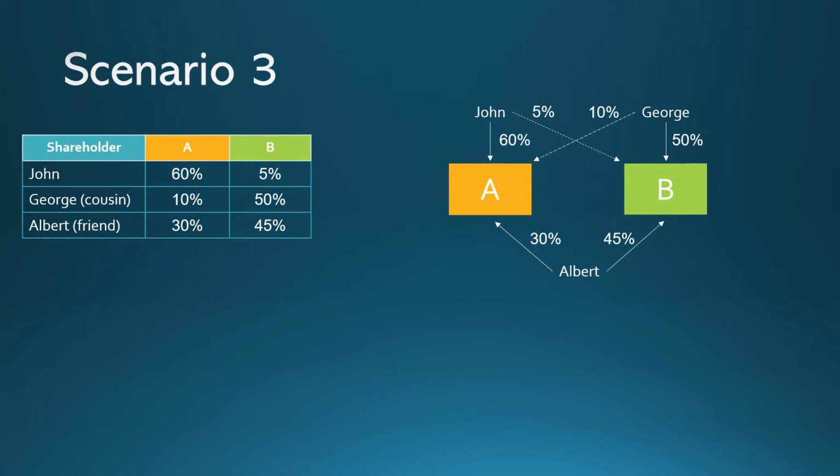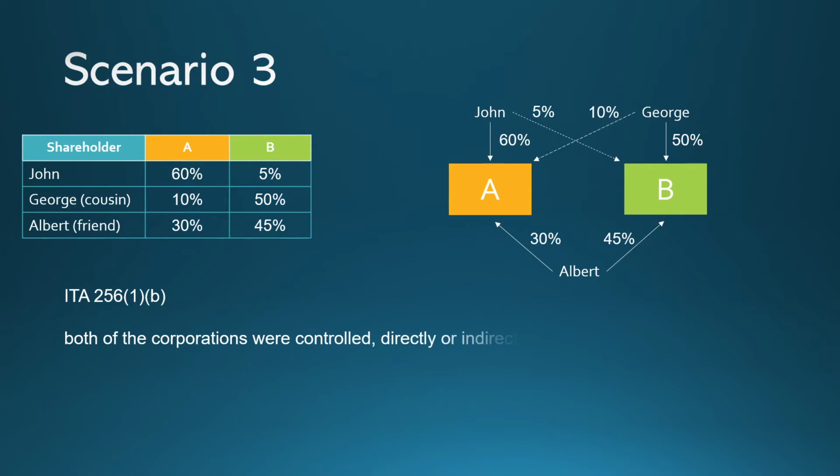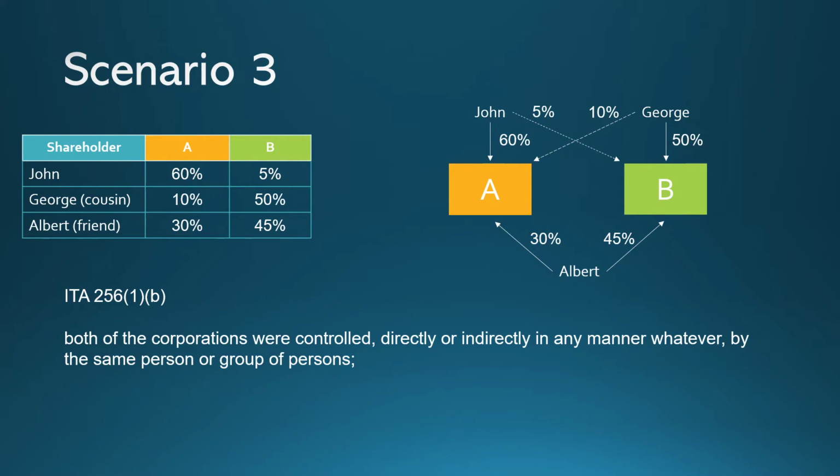If you're back, hopefully you found paragraph B, where it says both of the corporations were controlled directly or indirectly in any manner whatever by the same person or group of persons. In this case, we can see that George and John have control of company A and B. In fact, that would still be true even if we removed Albert from the situation. These two companies would still be associated by 256 subsection 1 paragraph B.